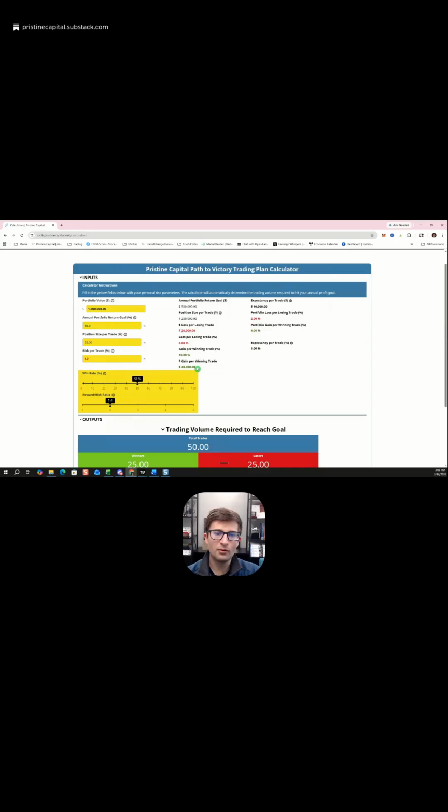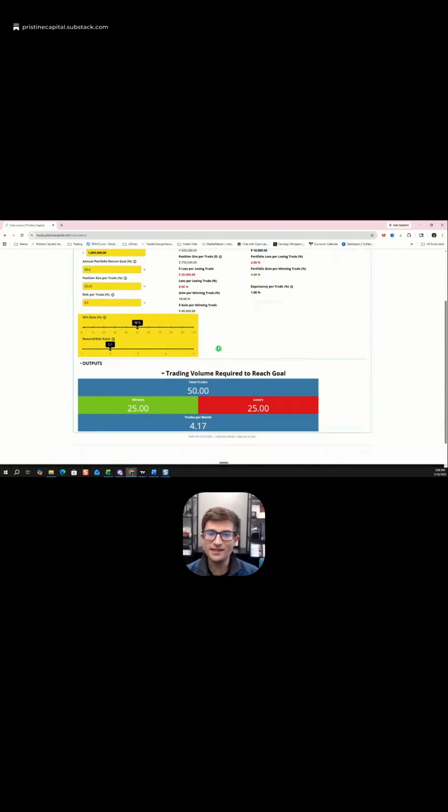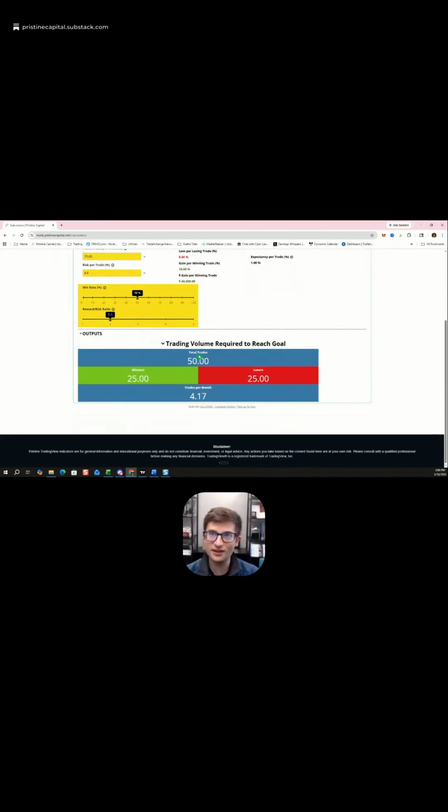What the calculator is doing is showing you how many total trades you would need to hit your goal of a 50% return, sizing each trade at 25% with a risk per trade of 8%. It's showing you would need to take 50 trades, only 50 trades throughout the year. That's something a lot of people don't really internalize. They think they need to be trading every single day in order to do well. You don't need to do that. This is showing us you don't need to trade that often, about 4 trades per month, and you would need 25 winners and 25 losers.